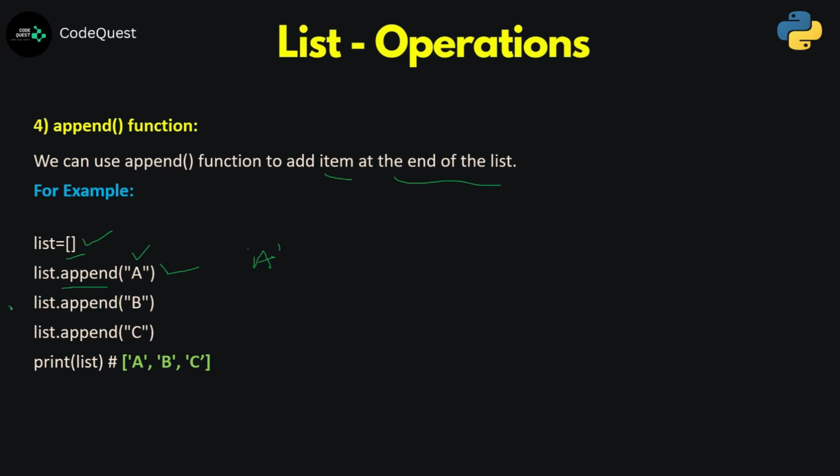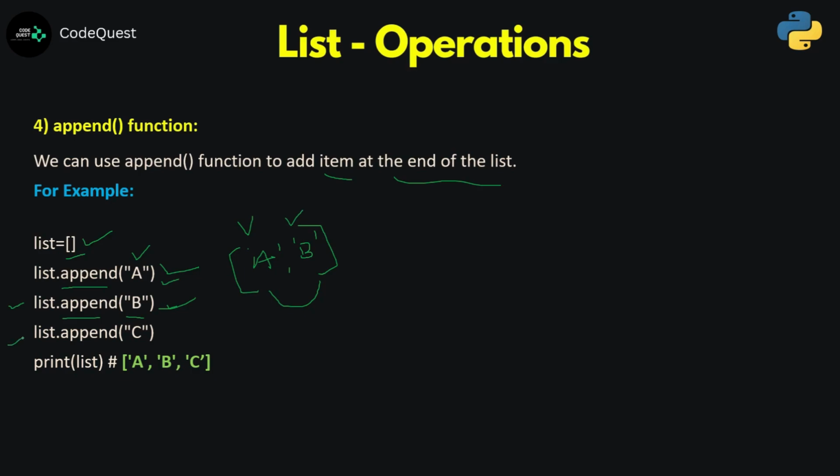Now when I proceed with the second operation, where I'm trying to append B to the existing list, we already have a list which is carrying A. With this append B, B will be added as the last element at the end of the list. So now my new updated list is going to carry two elements. The first element is A, and the second element is your B.